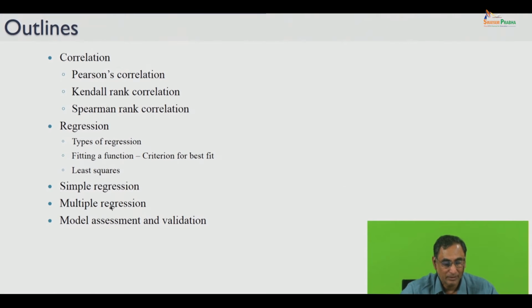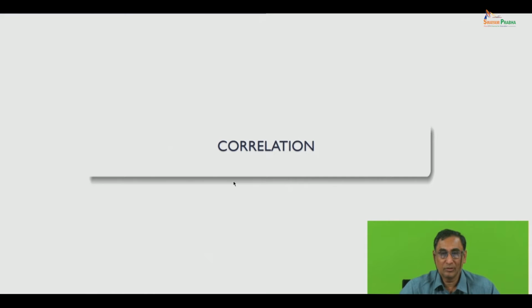dependent output variable. Finally, after building the model, we would like to assess how well the model performs, how to validate some of the assumptions we have made, and so on. So this is called model assessment and validation. So let's first look at some measures of correlation.